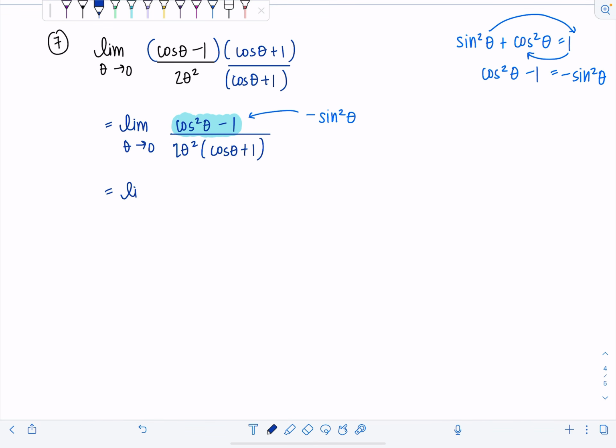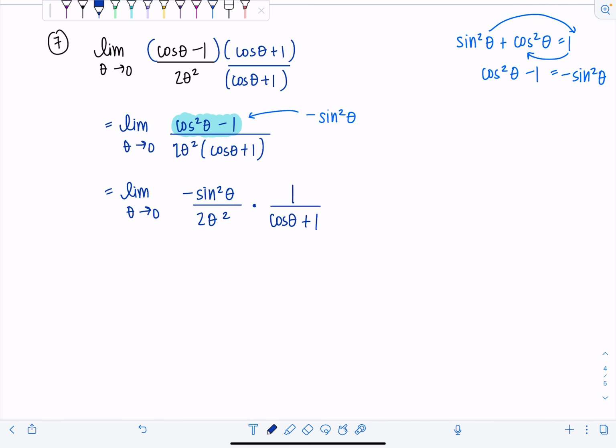So we've got the limit as theta approaches 0 of negative sine squared theta over 2 theta squared. Watch how I'm writing it. I'm already setting myself up for success. Times 1 over cosine theta plus 1. Okay?